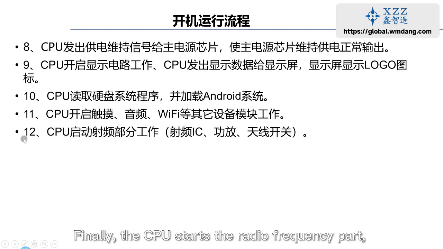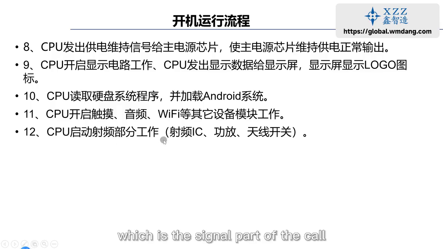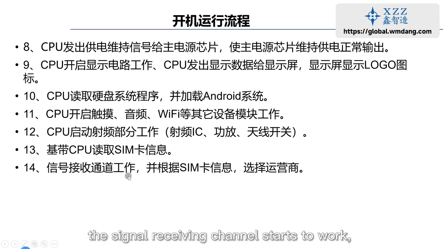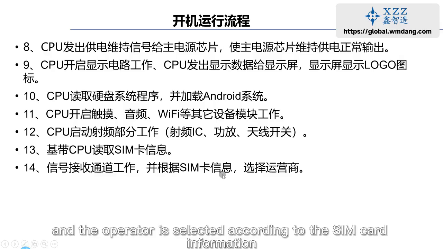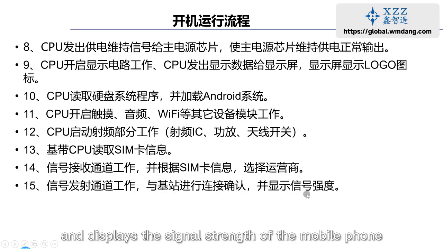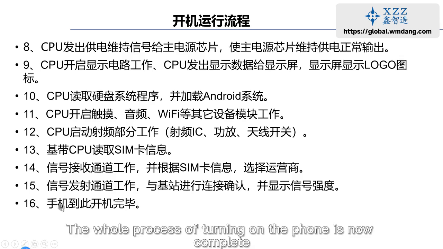Finally, the CPU starts the radio frequency part, which is the signal part of the call. At this time, the baseband needs to read the SIM card information. The signal receiving channel starts to work, and the operator is selected according to the SIM card information. The transmission channel starts to work, confirms the connection with the base station, and displays the signal strength of the mobile phone. The whole process of turning on the phone is now complete.